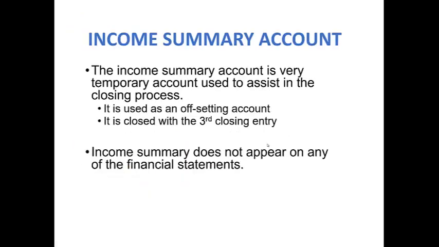Now, before we start the closing process, there's a new account we're going to use that's going to help us in that process. It's called the income summary account. And it is just a very, very temporary account that we open up just to put our revenues and expenses in for a short period of time before we close them out to the capital account. So income summary is not going to appear on any financial statement. It's just going to be with us through the closing process.